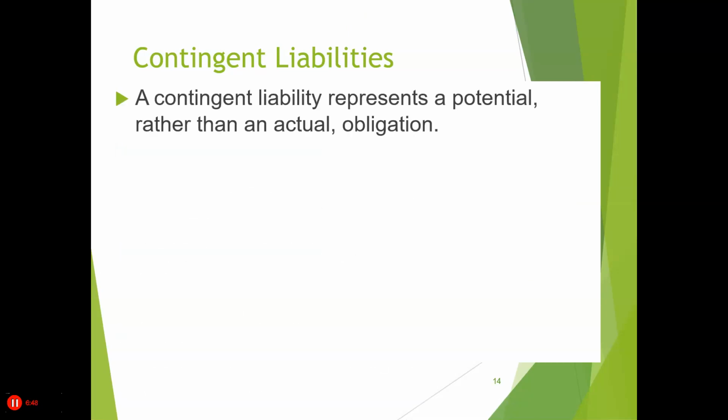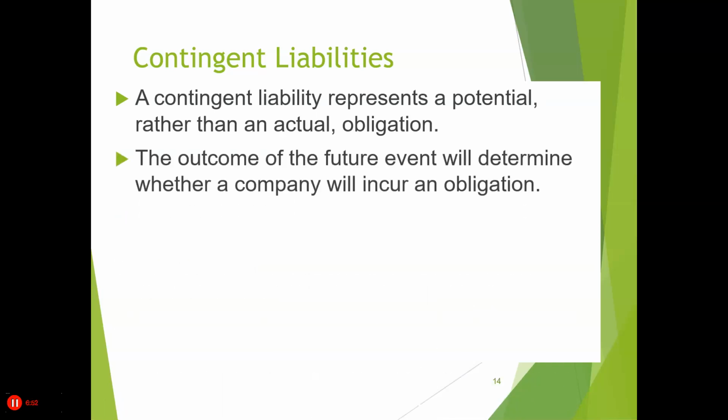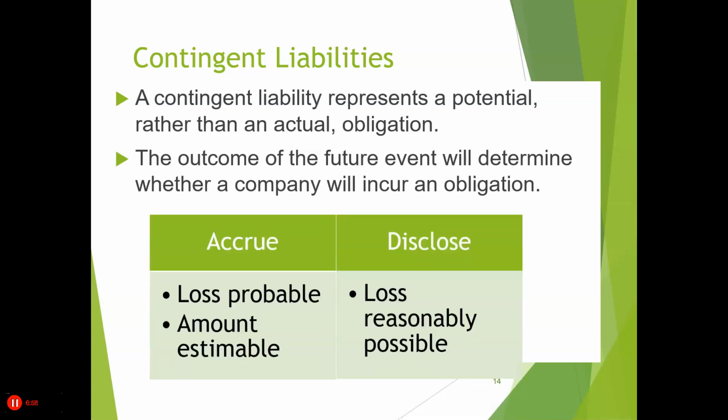Now last, we're going to cover contingent liabilities. A contingent liability represents a potential rather than an actual obligation. The outcome of a future event will determine whether a company will incur an obligation. Now we have to accrue if it's probable and we can estimate it. And we have to disclose it if the loss is reasonably possible, which means we've got to put it in the footnotes.